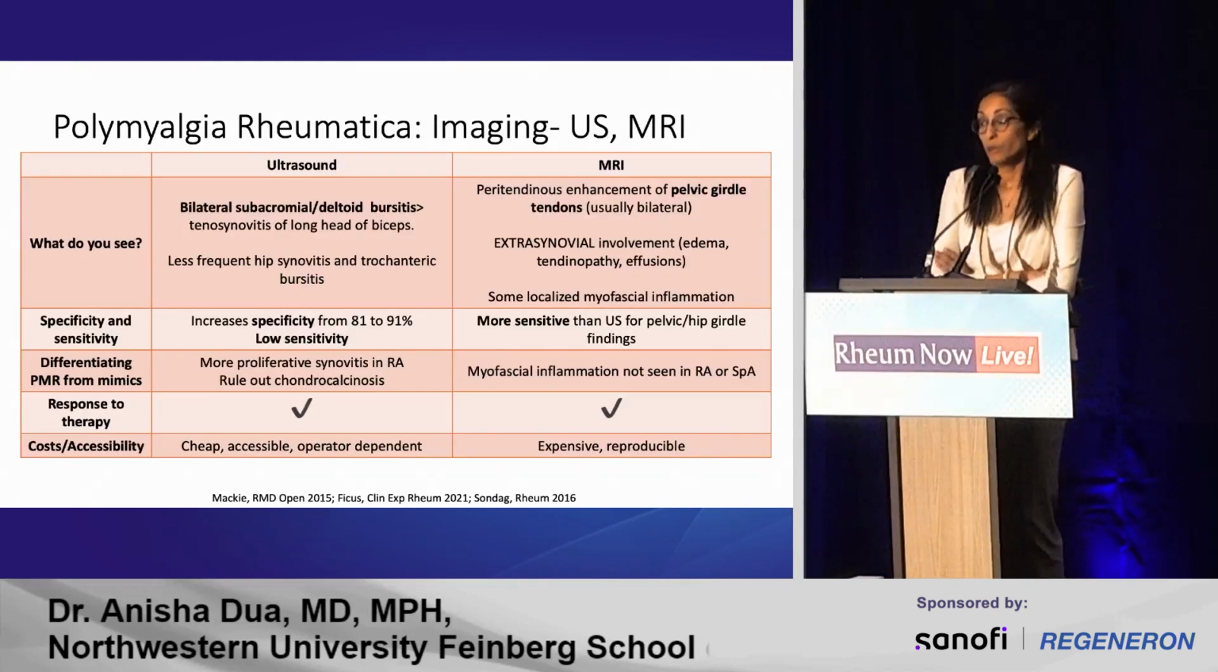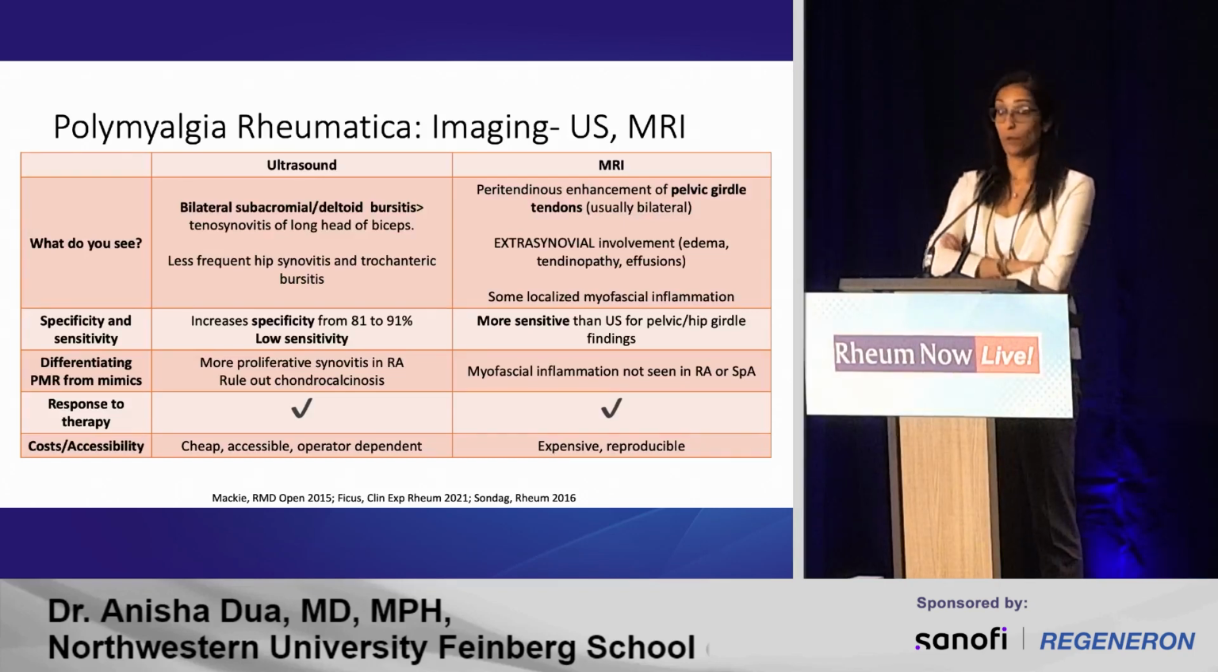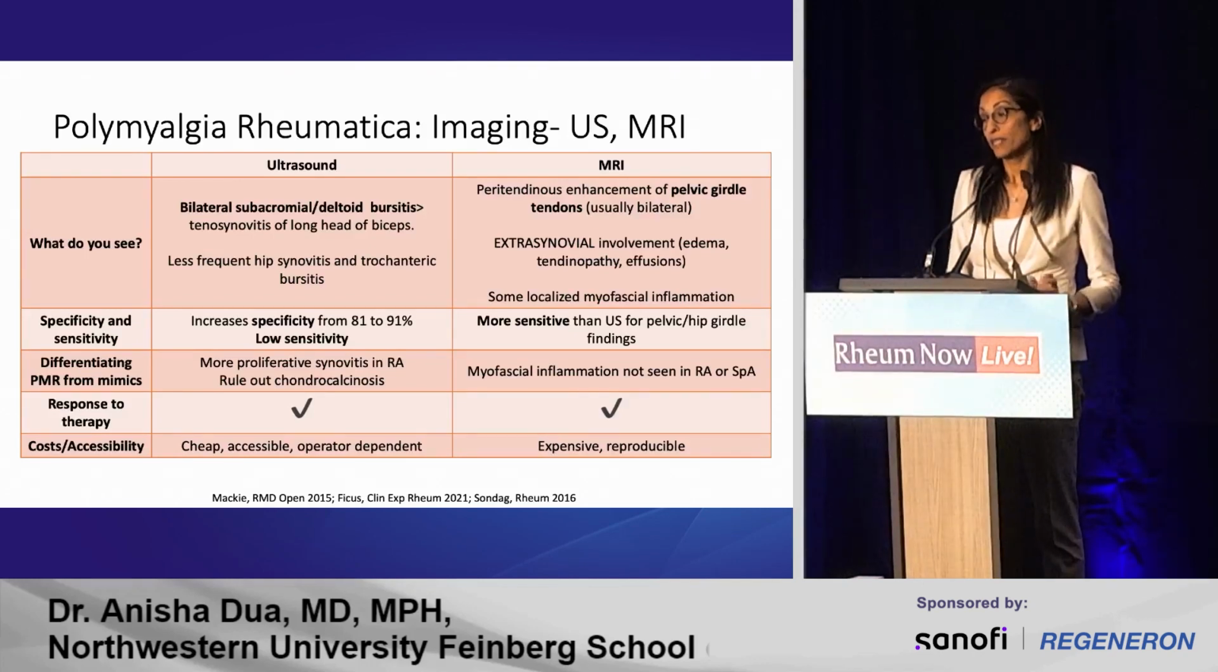So imaging in polymyalgia. Ultrasound and MRI are two potential options. Ultrasound can help you detect this bilateral subacromial or subdeltoid bursitis. It's really good at looking at the shoulder. It's less useful in looking at the hips and trochanteric bursa, but it does increase your specificity from 81 to 91% when you look at those classification criteria. And if you're good at the ultrasound, you can also look at the joints and make sure that there's not proliferative synovitis that is consistent with rheumatoid arthritis. It's cheap, it's accessible, but it is very highly operator dependent.